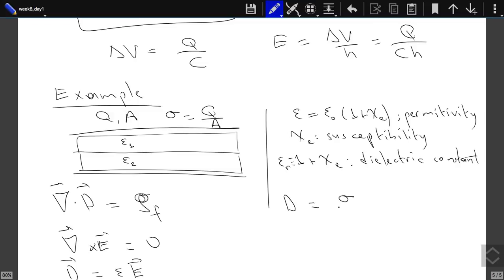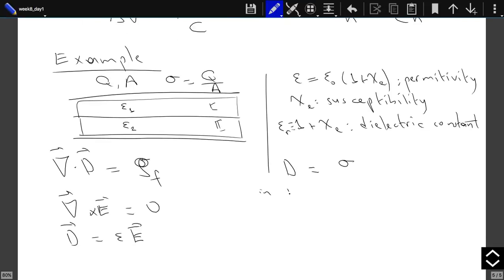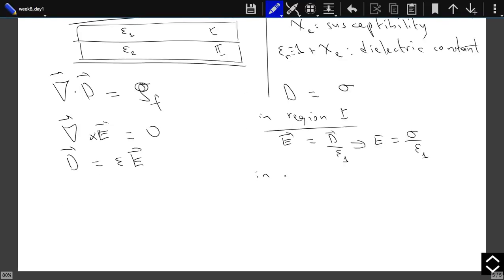Now I can find the electric field though. I have region 1, I have region 2. So let's say this is my region 1, this is my region 2. In region 1, E is equal to D over epsilon 1. So the magnitude of the electric field is equal to sigma over epsilon 1. In region 2, E is equal to D over epsilon 2. So the E magnitude will be equal to sigma over epsilon 2.